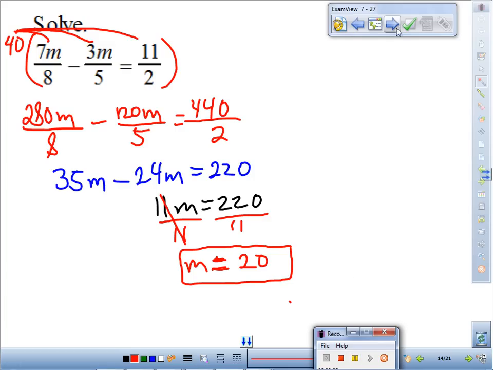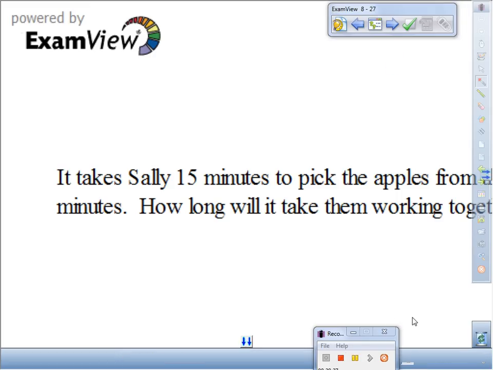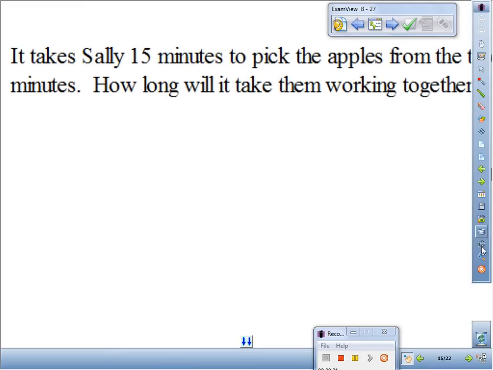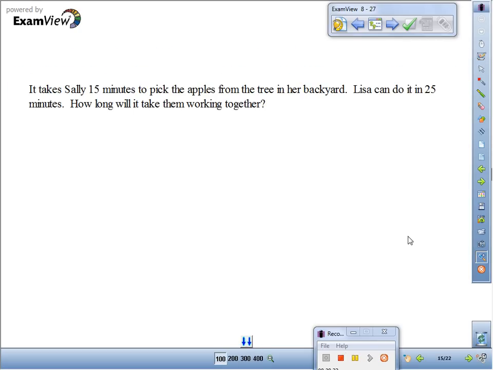Number 8. It says, it takes Sally 15 minutes to pick apples from the tree in her backyard. Lisa can do it in 25 minutes. How long will it take them to work together?